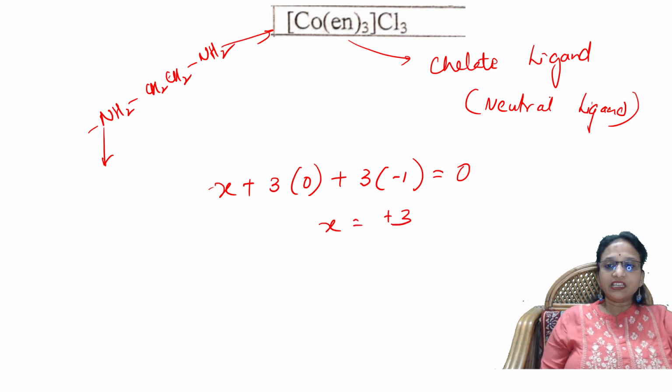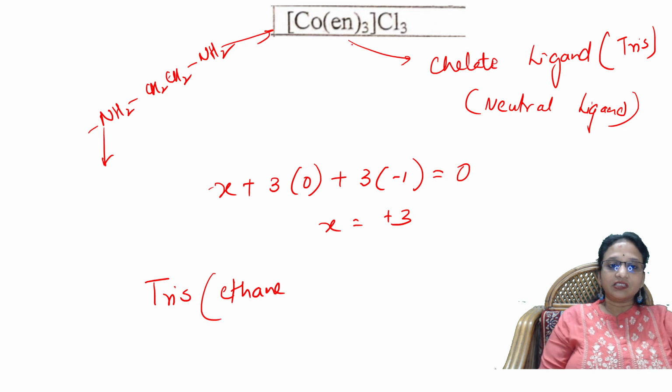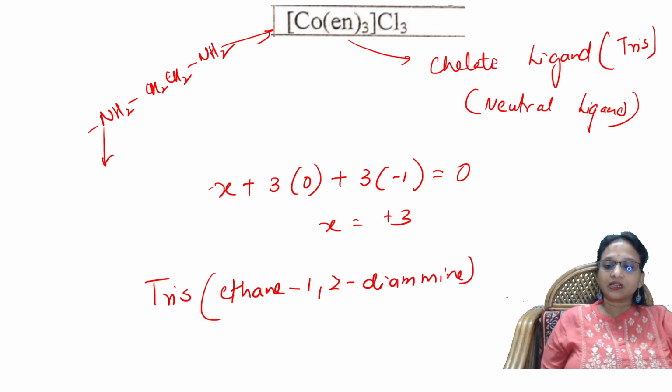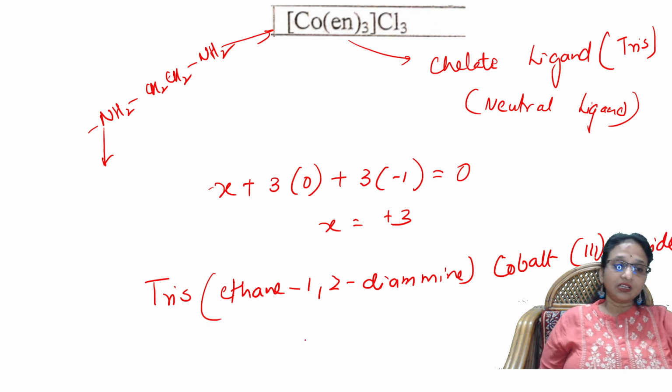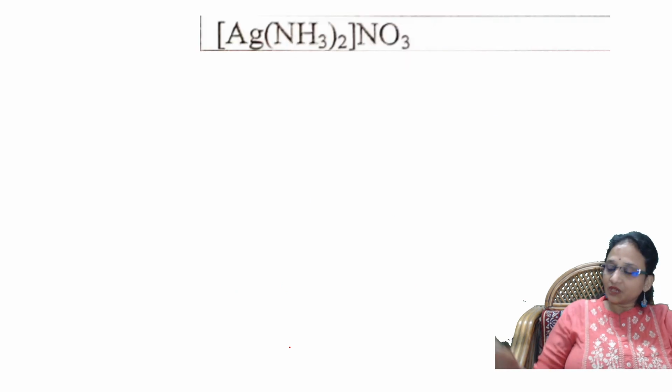Name it. It is a chelate ligand, so we will use the prefix like bis, tris, tetrakis. How many are there? 3 are there, so you should use tris. Start from tris, put a bracket, ethane 1,2-diamine. What is the metal ion? Cobalt. How much is it? Cobalt 3 chloride. So I'm naming it tris(ethane-1,2-diamine)cobalt(III) chloride. Easy students? Easy. Let me drink some water.